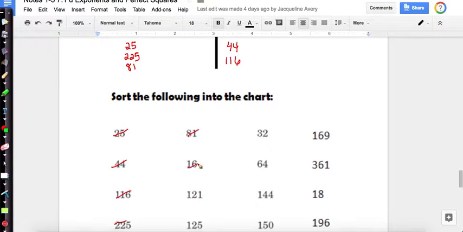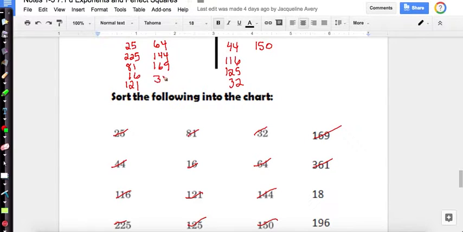I'm sorry, 225 is 15 times 15. 81, 9 times 9. 16? Yes, 4 times 4. 121? Yes, 11 times 11. 125? No. 32? No. 64? That's a yes, 8 times 8. 144? That's a yes, 12 times 12. 150? That would be a no. 169? Yes, 13 times 13. 361? Yes, 19 times 19. 18? No. And 196? Yes, because of 14 times 14.